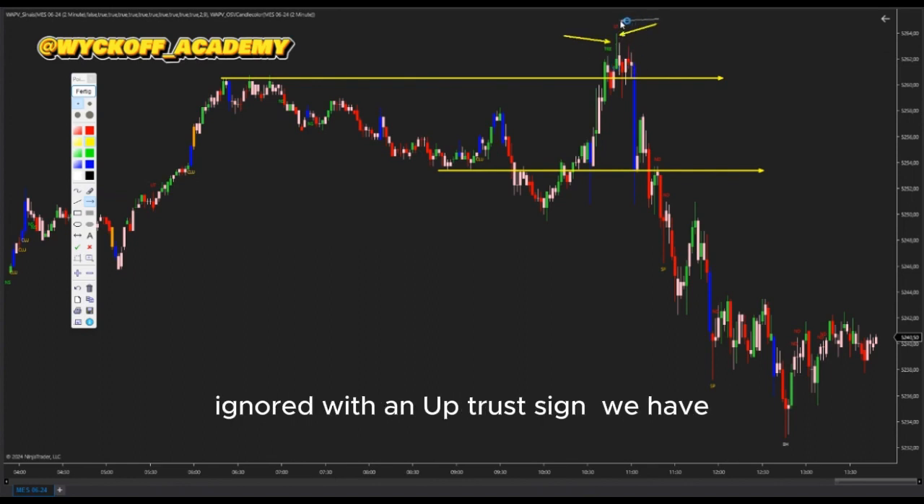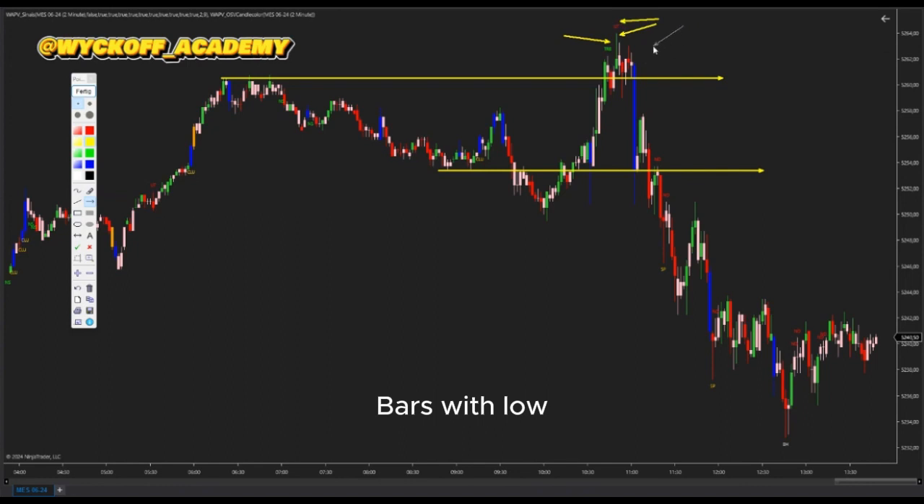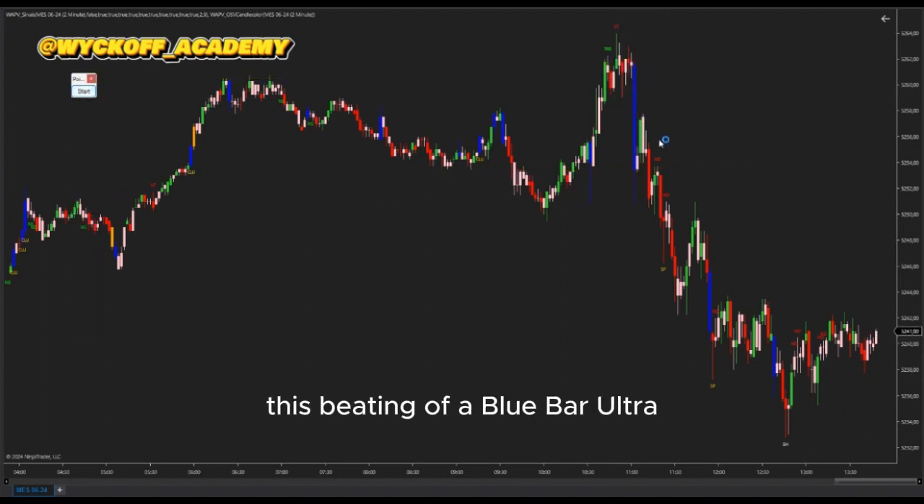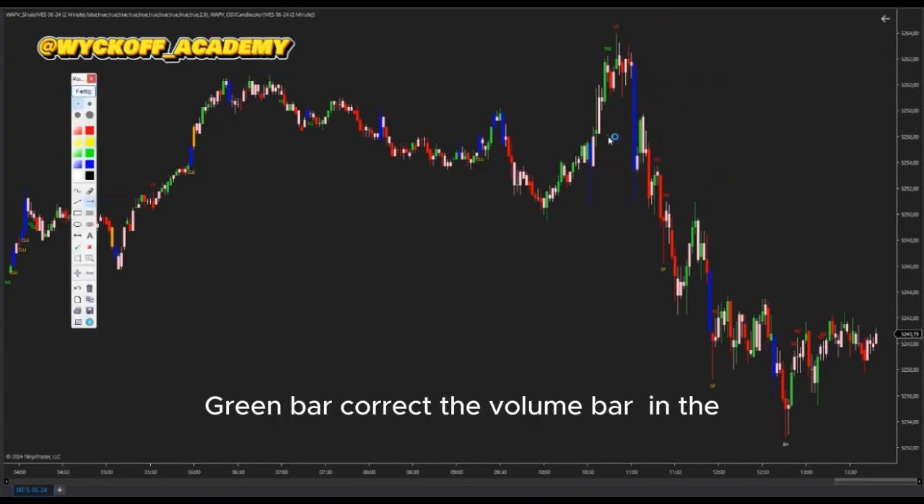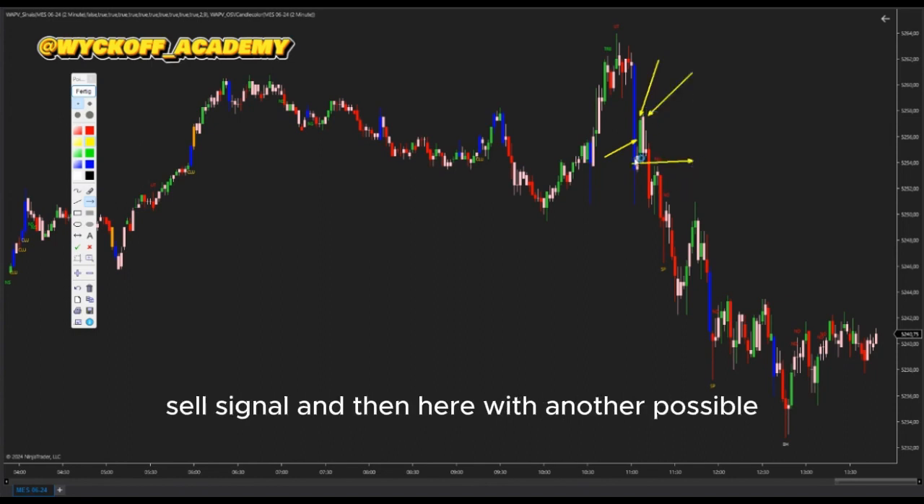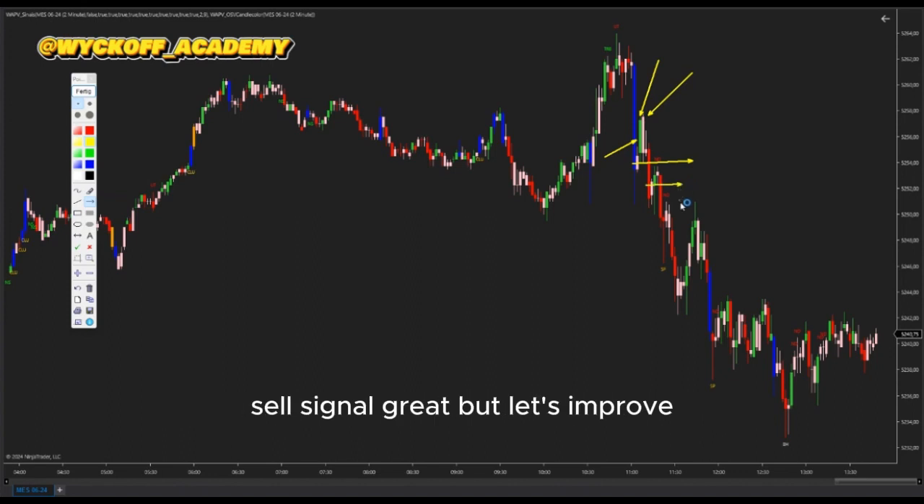We have bars with low volume. So what we have here is an absorption sell bar. The market makes this small movement here but can't continue the movement afterwards. This blue bar, ultra volume, enters a green bar, a high volume bar in the long direction, which is then lost. So here was a possible sell signal, and then here another possible sell signal.